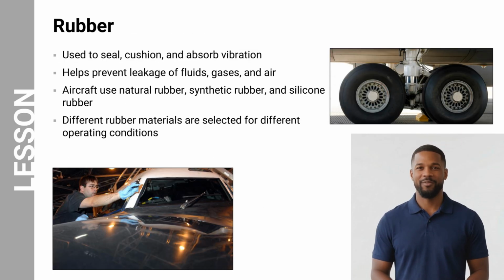Moving from structural materials, let us now look at rubber and its role in aircraft systems. Unlike composites, rubber is not used for structural strength, but for sealing, cushioning, and vibration control. It is essential for preventing leakage of fluids, gases, and air, especially in hydraulic and pneumatic systems. Rubber also absorbs shock and reduces noise, which helps protect components from damage due to vibration. Different types of rubber are used depending on operating conditions such as temperature, pressure, and exposure to fuels or chemicals.